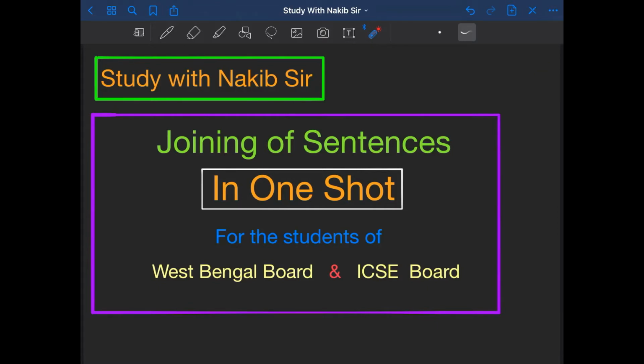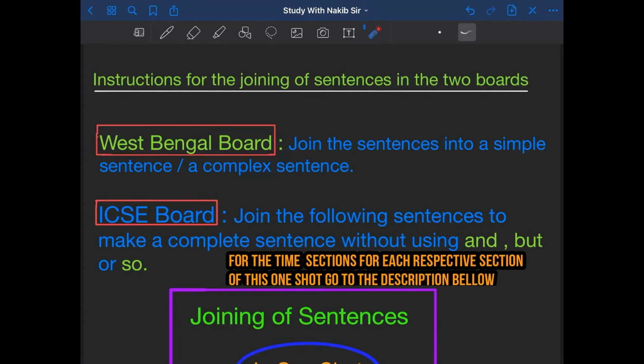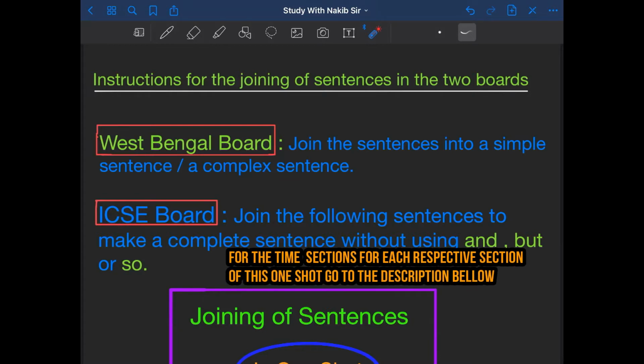Okay, now go to the next page. Here you will get the instructions for joining given in the question paper by West Bengal Board and the ICSE Board. See the instructions for the joining of sentences in the two boards. The West Bengal Board: join the sentences into a simple sentence or a complex sentence. And the ICSE Board is saying: join the following sentences to make a complete sentence without using and, but, or so.